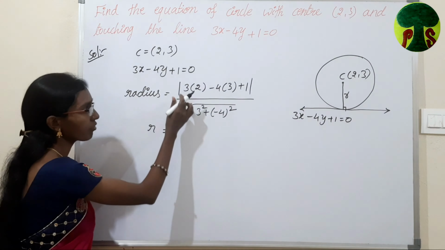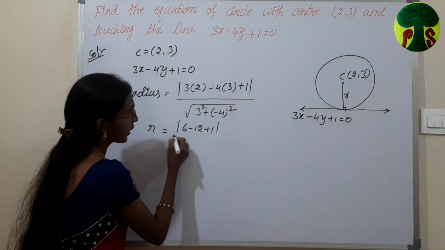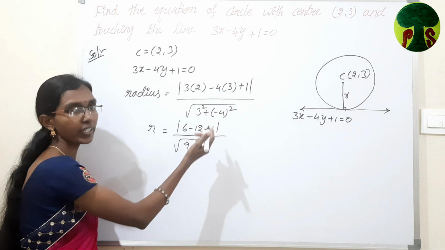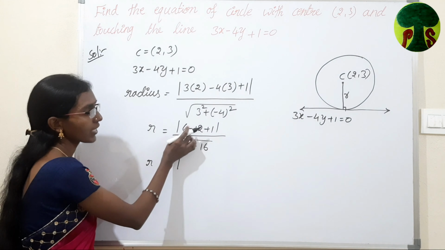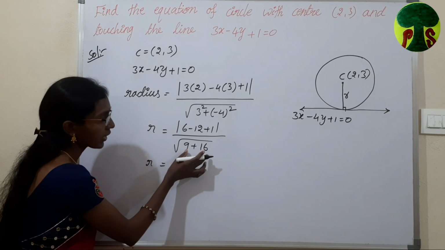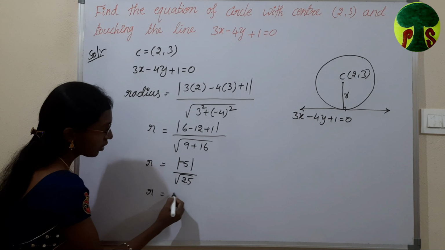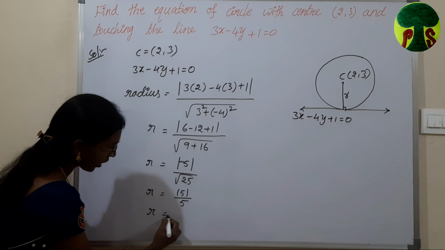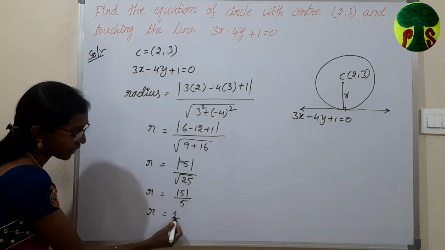r equals mod of (3 into 2 is 6, minus 4 into 3 is 12, plus 1) divided by square root of (3 square is 9 plus (minus 4) whole square is nothing but 16). So r equals mod of (6 minus 12 is minus 6, plus 1 is minus 5), mod of 5 divided by square root of 25. Square root of 25 is 5. Mod of 5 divided by 5. From this we get the value of r as 5 by 5, that is 1. The radius of the required circle is 1.